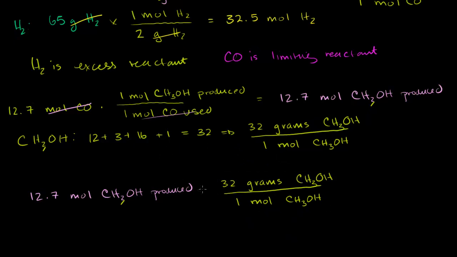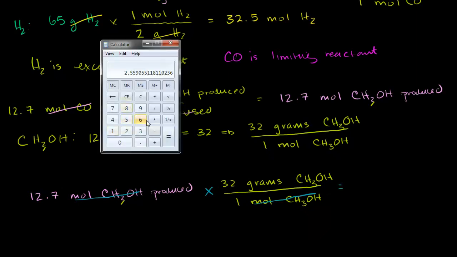And just like that. And then let's multiply these two. We have moles of methanol, moles of methanol, moles of methanol. And we're left with 12.7 times 32 is equal to, so let me use the keyboard again. Let me clear it out. 12.7 times 32, 406.4. I'm kind of adding an extra significant digit there, but let's just go with it.